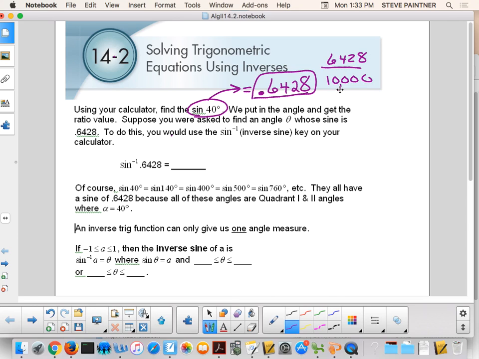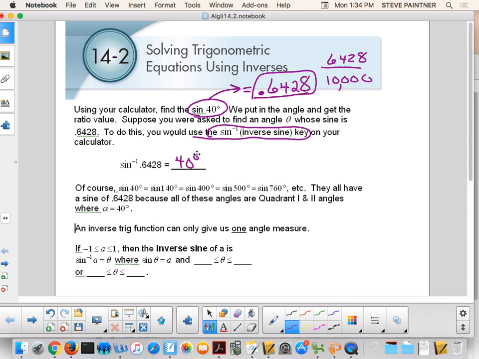Suppose you were asked to find an angle whose sine is 0.6428. To do this, you would use the what button? Inverse, it's called the inverse sine button. So you will type in inverse sine of 0.6428, and you really shouldn't have to do this. You should know the answer. Isn't it 40? 40.0. Guys, we're going backwards, aren't we? Look, this to here gives you 40, right?